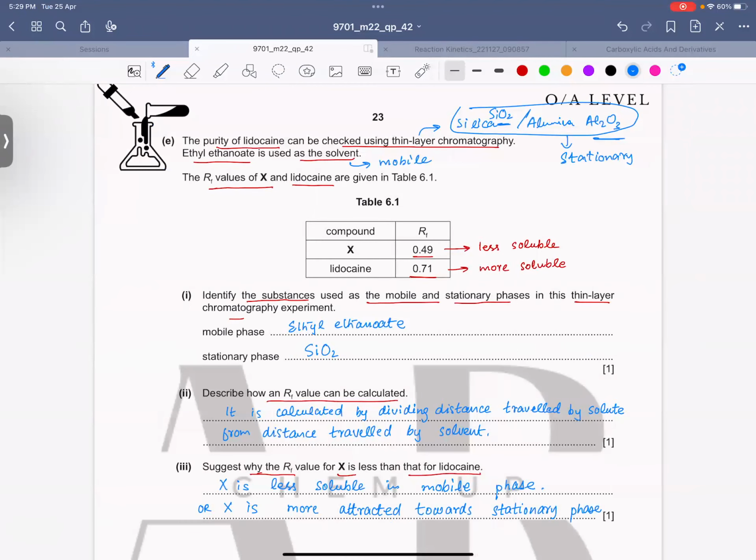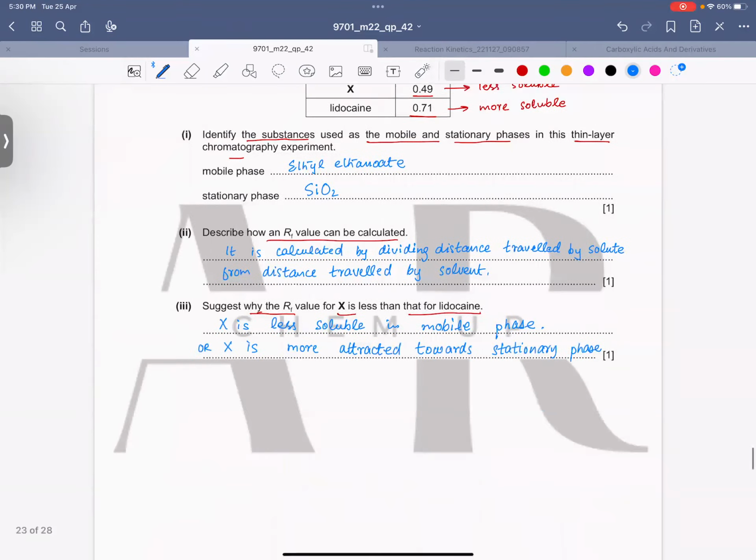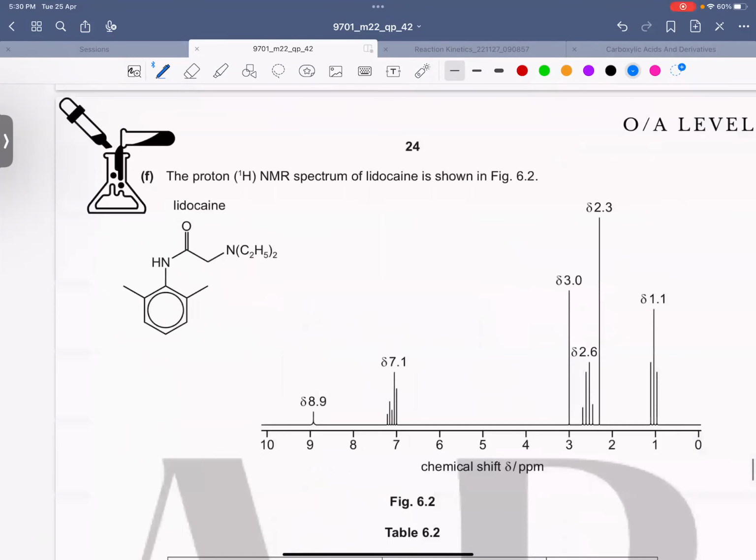So that was in the paper chromatography, which was previously in our syllabus, but now it is eliminated. Understood. Okay.